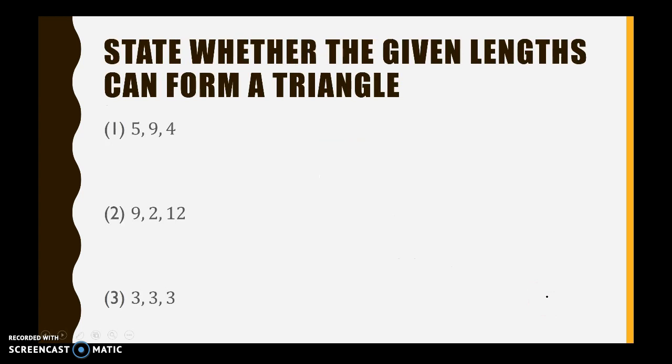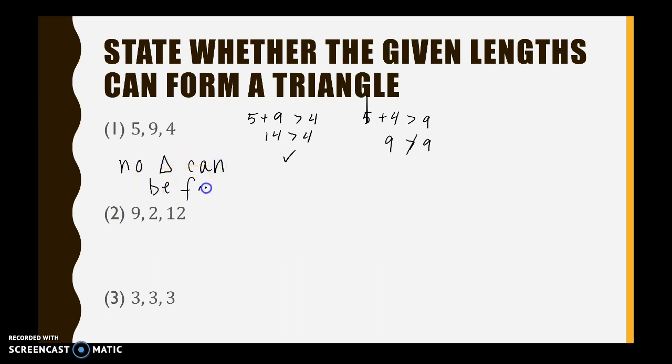All right, so state whether the given lengths can form a triangle. Okay, so 3 sides, 3 inequalities. This is our check. Is 5 plus 9 greater than 4? 5 plus 9 is 14, so that's good. Is 5 plus 4 greater than 9? Well, 5 plus 4 is 9, so this inequality fails. As soon as an inequality fails, can these form a triangle? No. No triangle can be formed. You don't even need to check the third inequality on that example because it fails one of them.